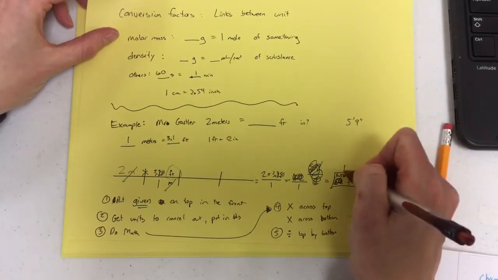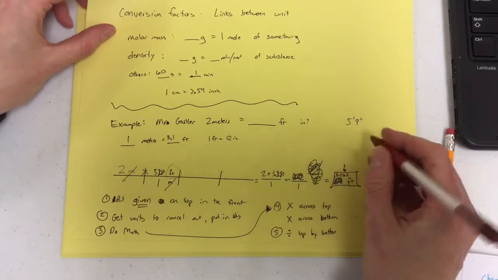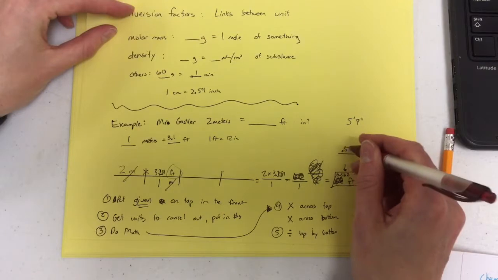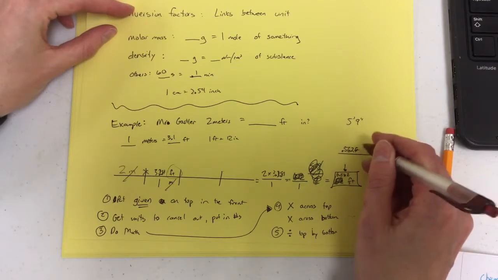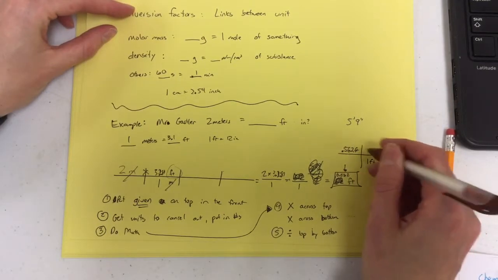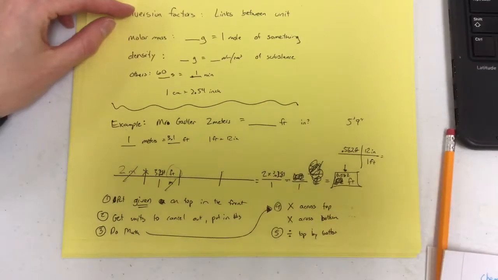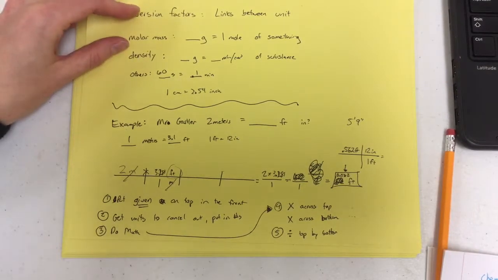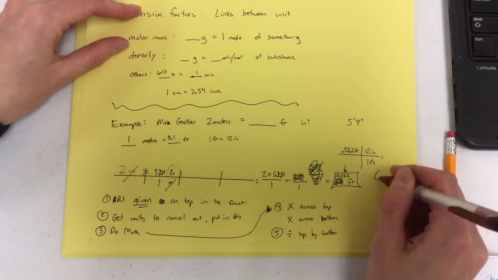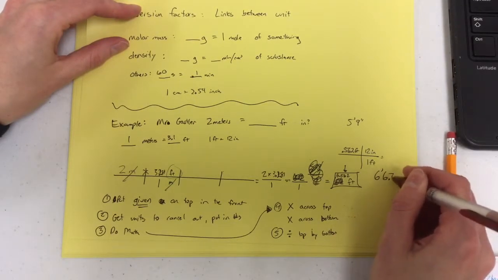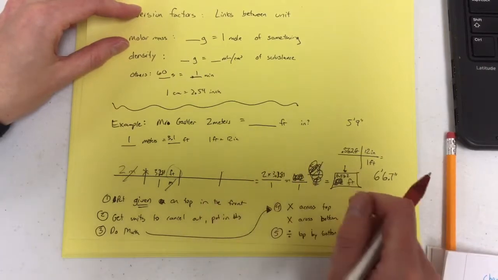6.562. So if I wanted to figure out how many inches that was, I've got to take that 0.562 feet, and then I can do the football laces again. 1 foot is 12 inches, so I'm just going to be multiplying that 0.562 times 12, and I get 6.7 inches. So Mr. Gastler is 6 foot 6.7 inches tall, which is almost 6'7".